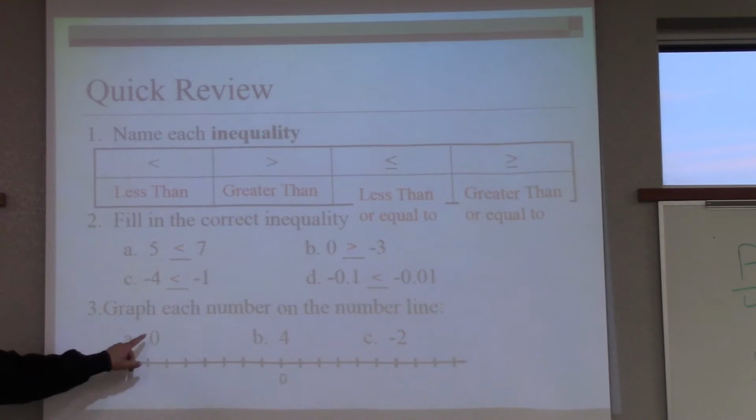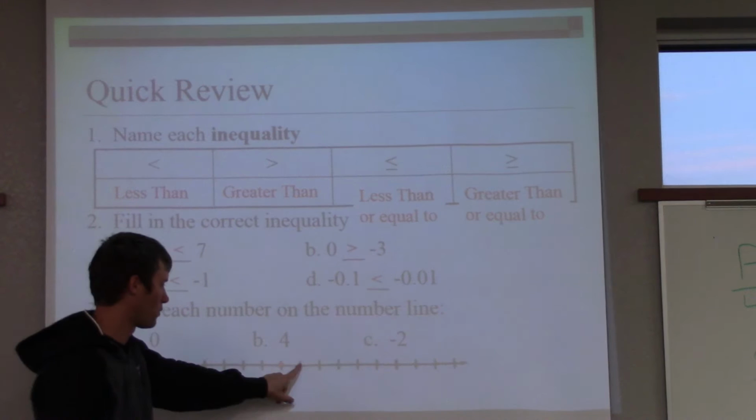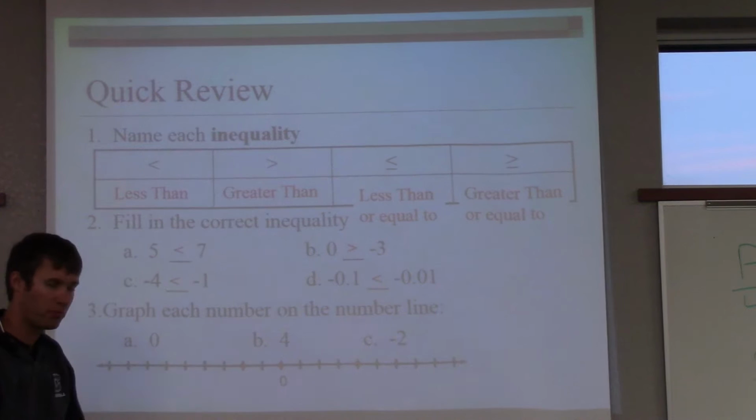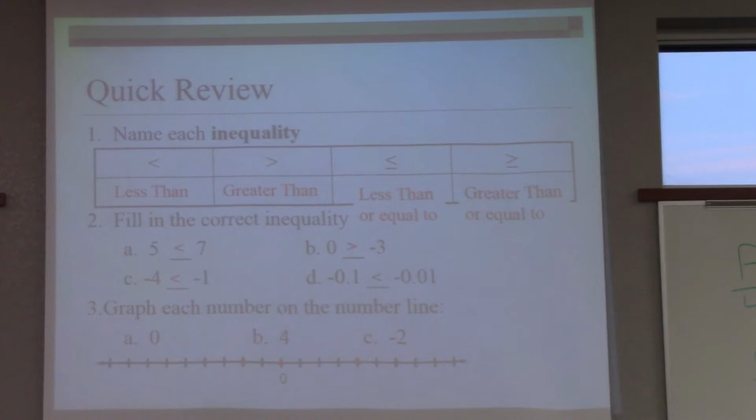So graph each number on the number line. If I were to graph 0, okay, I put 0, put a point there. If I went to 4 on the number line, I go 1, 2, 3, 4, put a point. If I went to negative 2, I go down 1, 2, put a point. So we're going to use all this. We're going to combine this all into one lesson. That was just a review of things we've gone over.